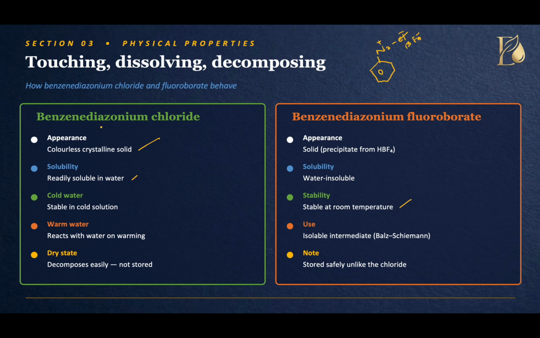But at the same time, benzene diazonium chlorides are stable in cold solutions, and just by warming they will decompose, or by isolating to the dry state they will also decompose, so we cannot store them. But benzene diazonium fluoroborate is stable at room temperature. This stability allows it to be isolated and stored, which is practically useful in certain reactions like the Balz-Schiemann reaction or some other reactions.